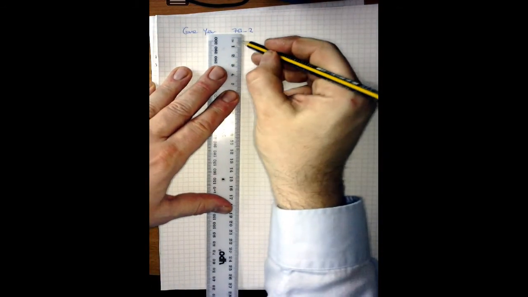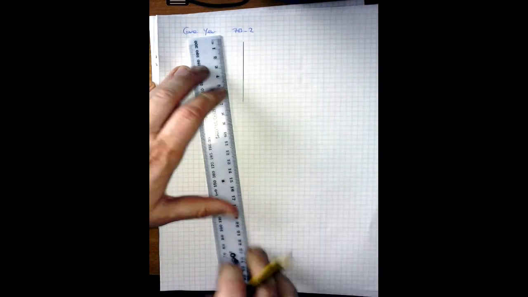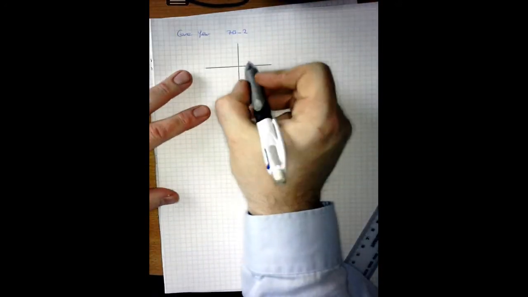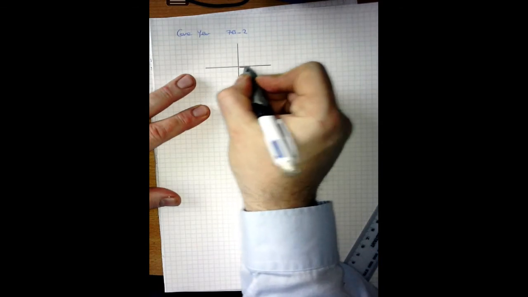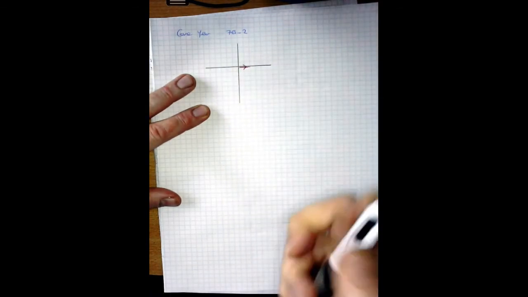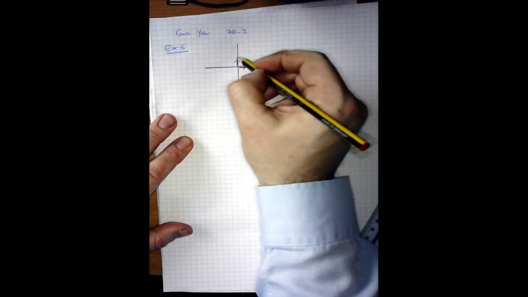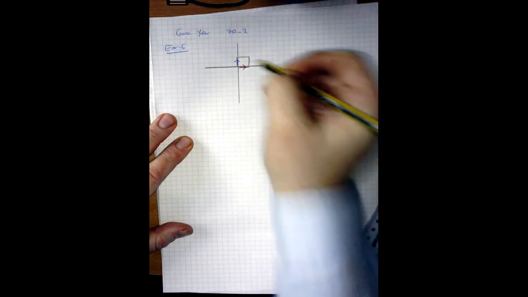Example 6 describes a rotation of 180 degrees about 0, 0. So let's put our unit square on, then rotate it. Remember, separate colours for each side. So this is example 6. So there's my unit square. I'm going to rotate it 180 degrees about 0, 0.